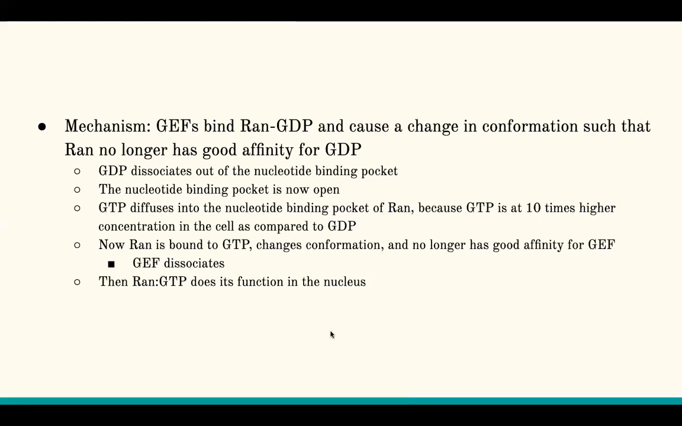And where it says GEF dissociates, basically GEF just binds to RAN. So that's why it has to bind in order to do all this. So once it's bound to GTP, GEF dissociates from it, because it's no longer needed. And I will address this when we look at the actual cycle of nuclear import. It will make more sense then. It's easier to see.